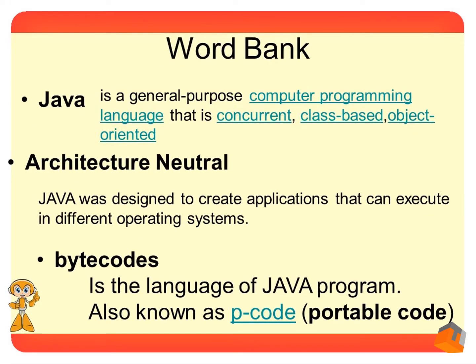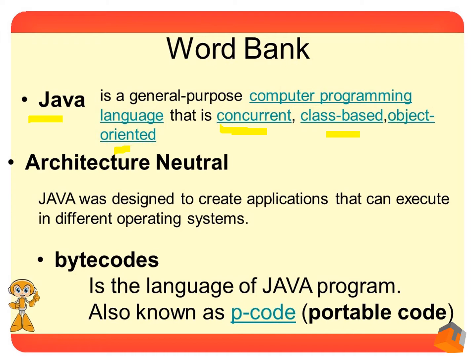Let's define first the following words. First, we have Java. What is Java? Java is a general-purpose computer programming language that is concurrent, class-based, object-oriented. When you say concurrent, it is the ability to run several programs. When you say class-based, object-oriented, it is used to model real-world objects and classes.